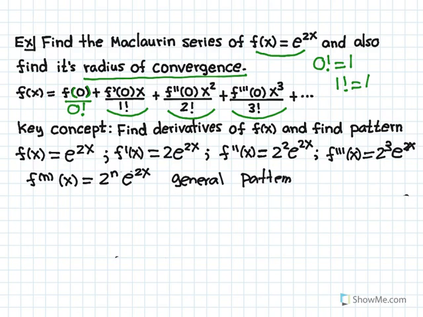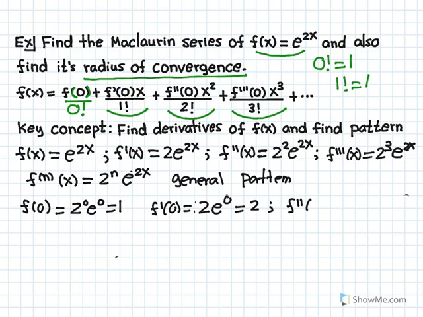Now let's plug in 0 for x to find the derivatives evaluated at 0 so we can develop the Maclaurin series. f of 0 is equal to 2 to the 0, e to the 0, is equal to 1. f prime of 0 is going to be 2 to the power of 1 times e to the 0. That's going to be 2 times 1, which is equal to 2.